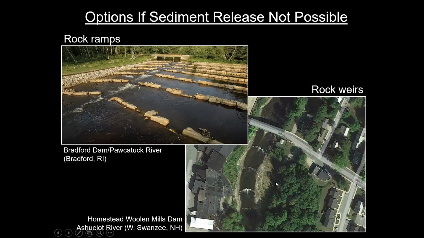The rock weirs here in West Swanzey, New Hampshire: the dam was immediately downstream of this covered bridge. So the thought was the potential scour. I don't think there was really sediment to incise, but the increased slope through here, if they just removed the dam, might have potentially created scour problems at the bridge. So the decision was made to build weirs so there wasn't that elevation drop all of a sudden.